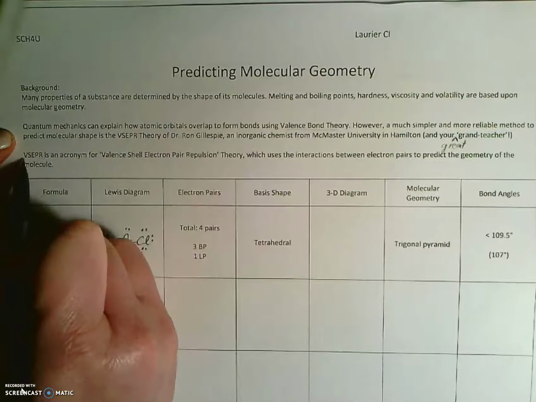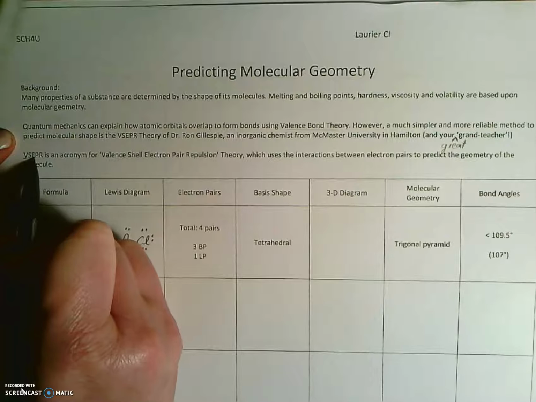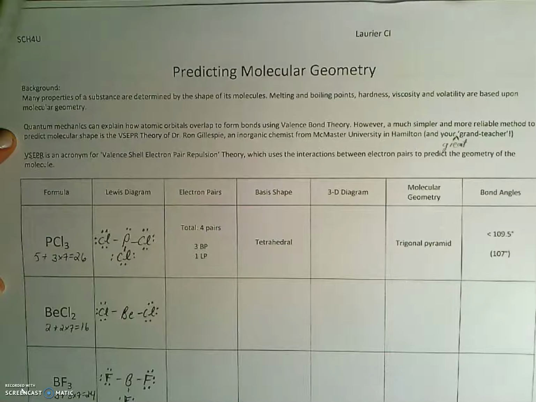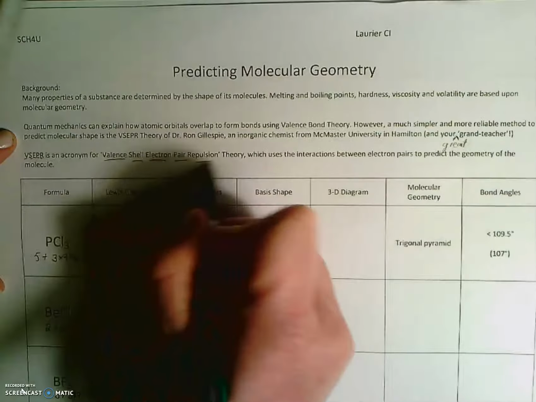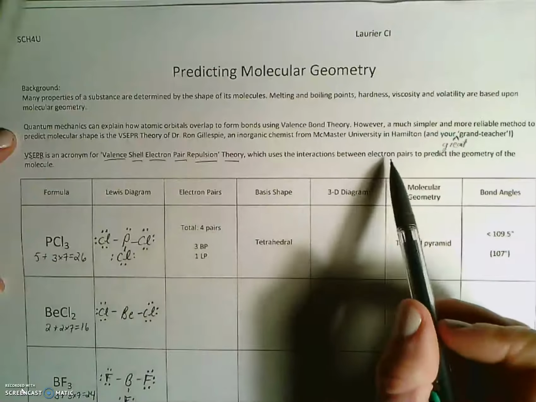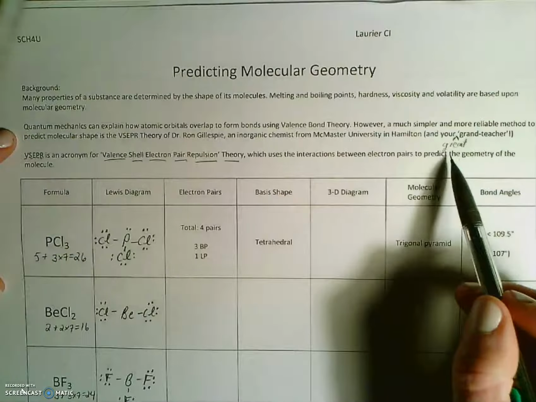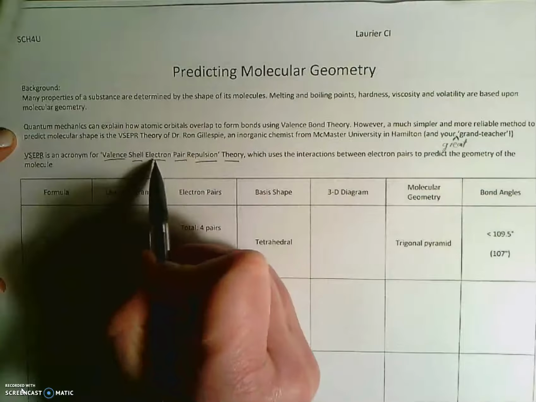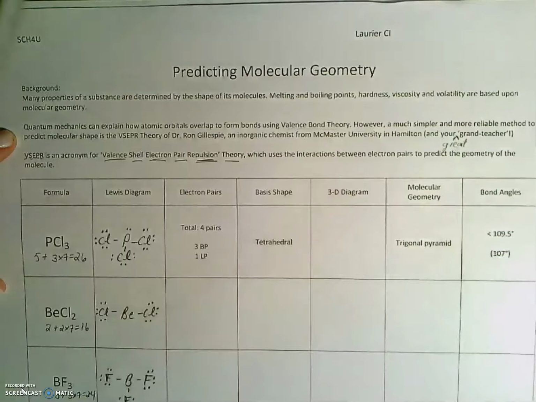So VSEPR, which is obviously not how you would pronounce this order of letters, but that's how we say it, is an acronym for valence shell electron pair repulsion theory. And it uses the interactions between electron pairs to predict the geometry of the molecule. Okay, so we want to remember that electrons all have a negative charge and they repel each other. Okay, so electron pair repulsion is a really important concept here.